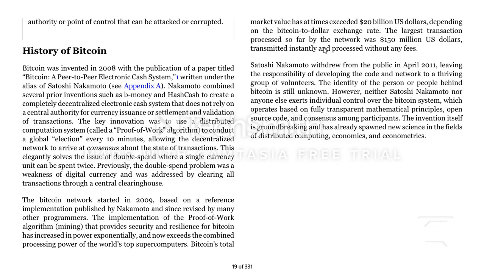Satoshi Nakamoto withdrew from the public in April 2011, leaving the responsibility of developing the code and network to a thriving group of volunteers. The identity of the person or people behind Bitcoin is still unknown. However, neither Satoshi Nakamoto nor anyone else exerts individual control over the Bitcoin system, which operates based on fully transparent mathematical principles, open source code, and consensus among participants. The invention itself is groundbreaking and has already spawned new science in the fields of distributed computing, economics, and econometrics.